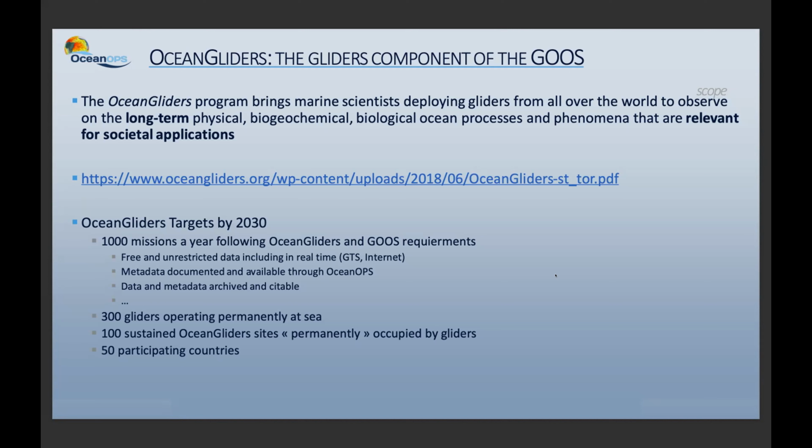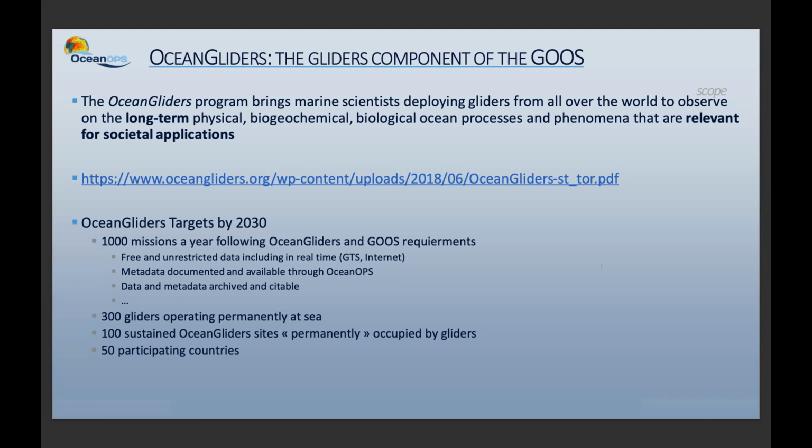And here I like to put some targets for the program by 2030. 1,000 missions registered following the OceanGliders and the GOOS requirements. That means free and unrestricted data, including in real time, metadata documented and available through OceanOPS, data and metadata archived and citable, etc. 300 gliders operating permanently at sea. That would be a huge achievement for the program. 100 sustained lines permanently occupied by gliders. It's also something we are trying to progress toward. And 50 participating countries would be a very good achievement also by 2030.